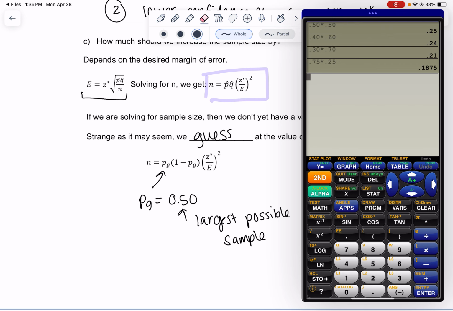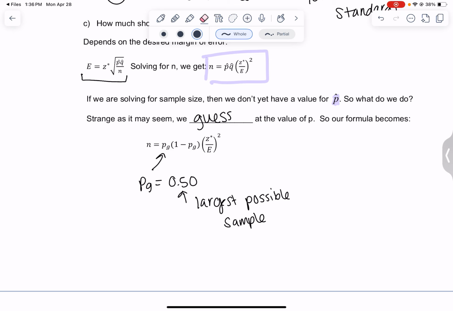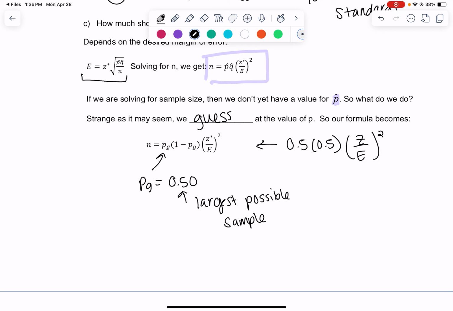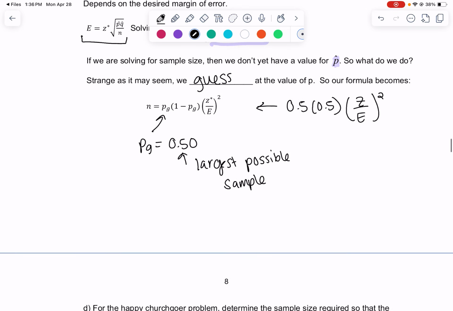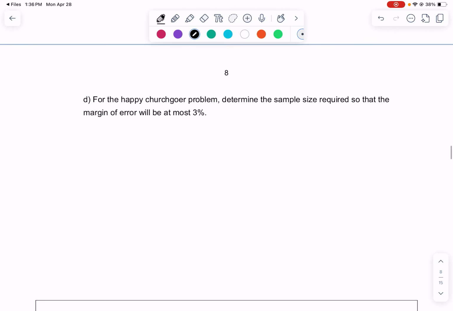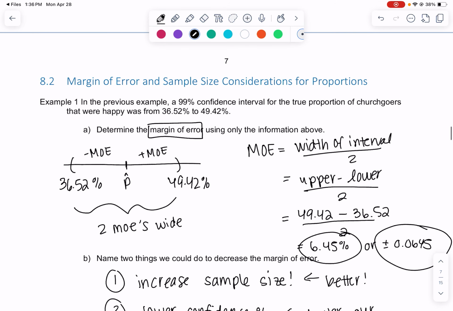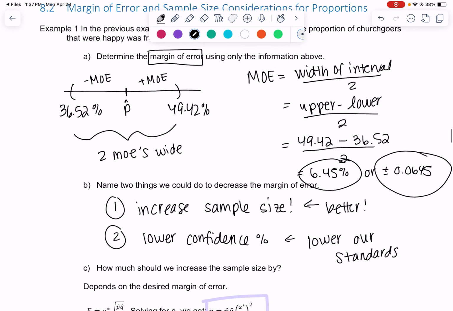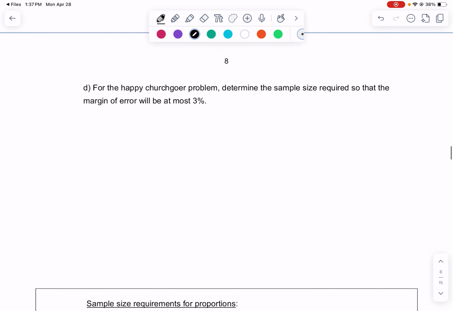So we're gonna use 50-50 for our p-guess. So this will usually be 0.5 times 0.5 times z over e squared. We almost always use 50% for our guesses. Again, it just overestimates, which is better. So let's solve one of these problems. If we go back to that churchgoer problem, it was 99%, so that's relevant for our z-score.